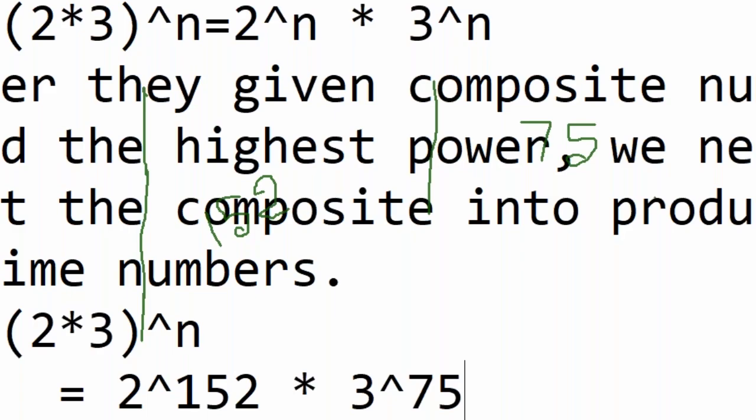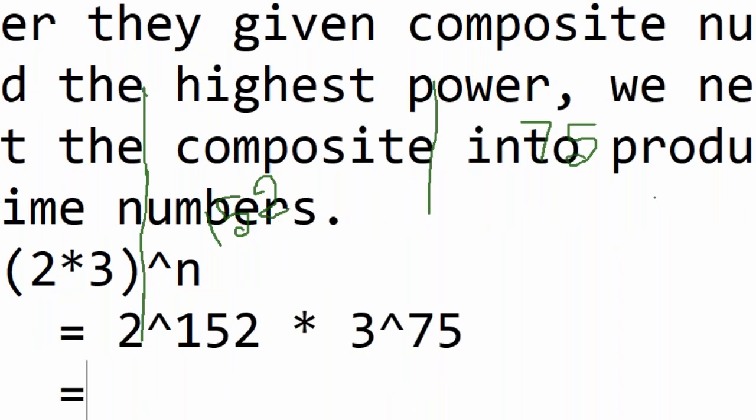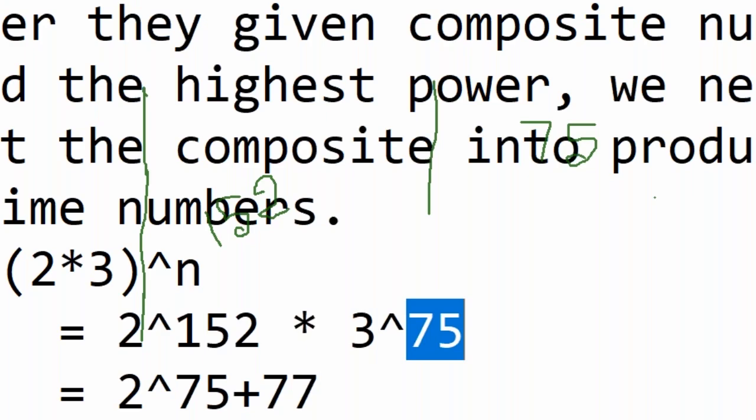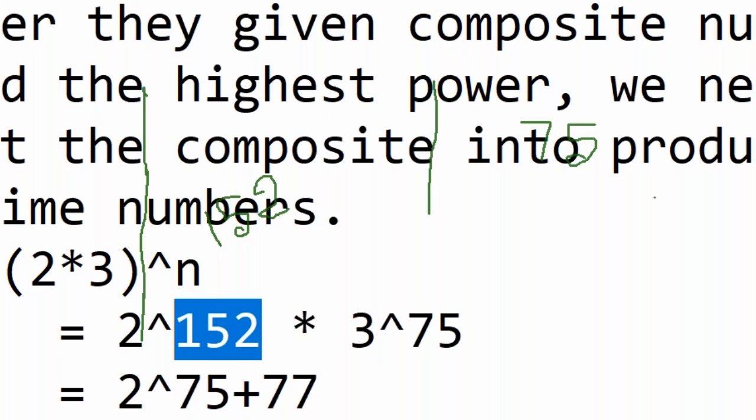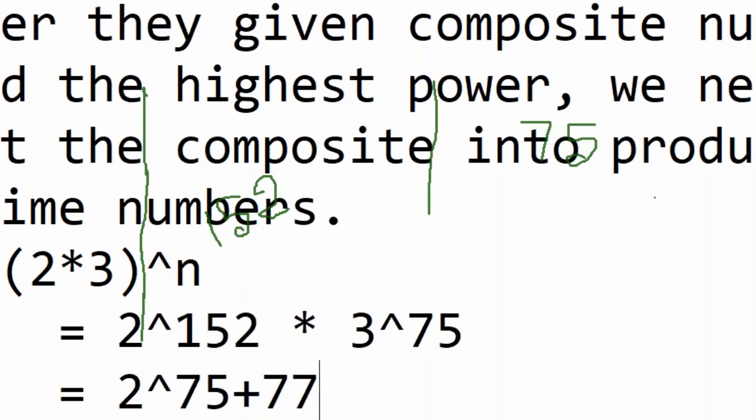Whenever we know 2 power is 152 and 3 power is 75, 2 power can be written as 75 plus 77, because 152 can be written in terms of 75, but 75 cannot be written in terms of 152. Get it, all of you? So we need to write 152 in terms of 75. That is the reason 75 plus 77.